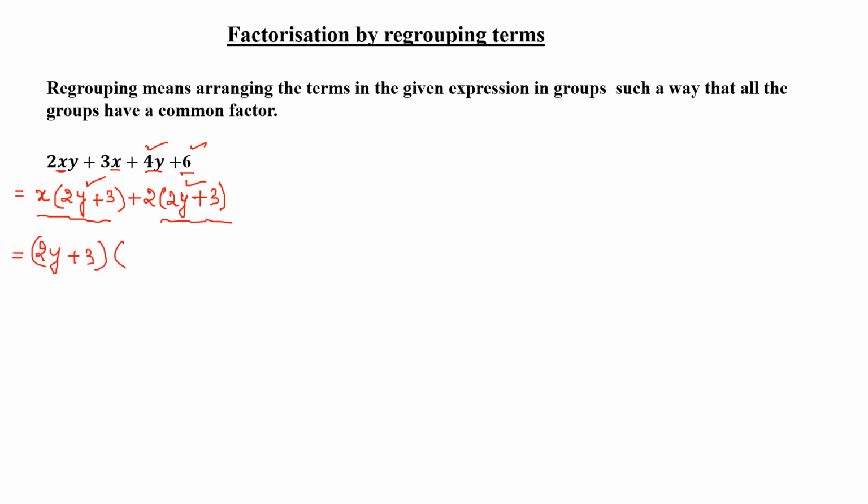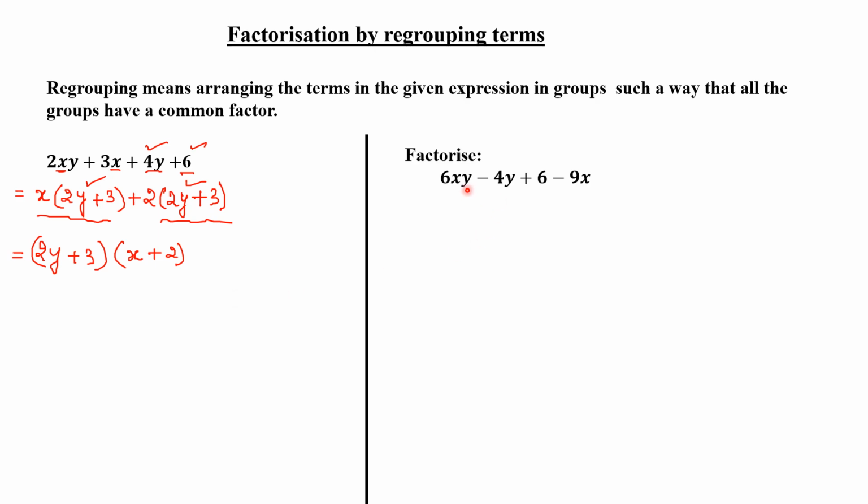So what will happen in the first term, if I take 2y plus 3 common, I will be left with x, and in the second term, I will be left only with 2. So this is my factorization. When I took 2y plus 3 common, I am left only with x, which I have written here. In the second term, I am left only with 2. So this is the factorization of the given expression.